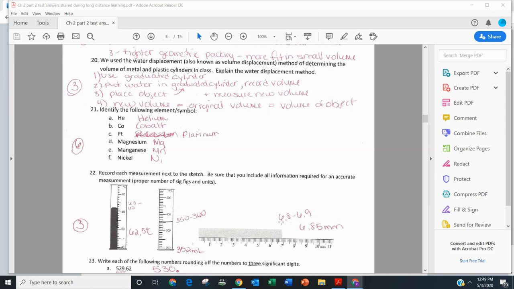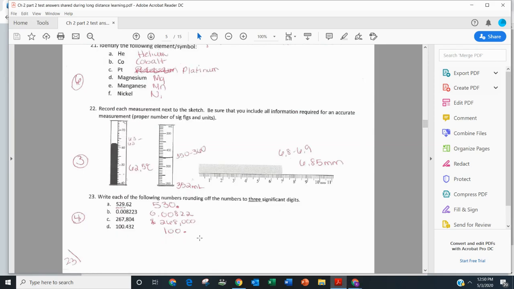And over here, between 6.8 and 6.9, trying to estimate in between at 6.85. So I'm going to talk about the rounding. Everybody who's not in Block 6, take a look at this anyways. I will show your answers in a minute. Everybody in Block 6 had this set, but I want to go over this very briefly again. If you write each of these numbers rounding off to 3 significant digits.